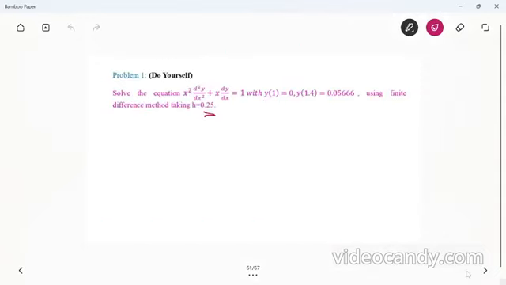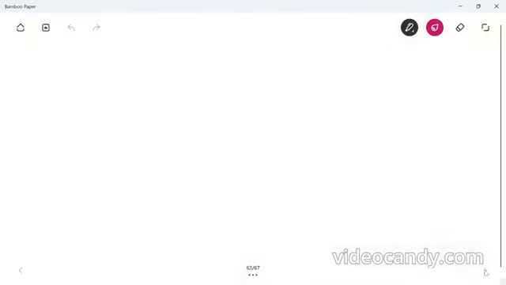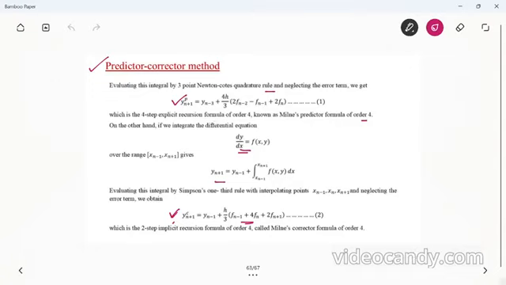Now there is another one. This is a problem for students, and there is another method, the predictor-corrector method, that means Milne's method. In this method, we predict the solution of the differential equation. Then there is another formula by which we correct it. So this is the predictor formula, the 3-point Newton's quadrature rule, neglecting the error term. This is the corrector formula, a two-step implicit recursion formula of order 4.